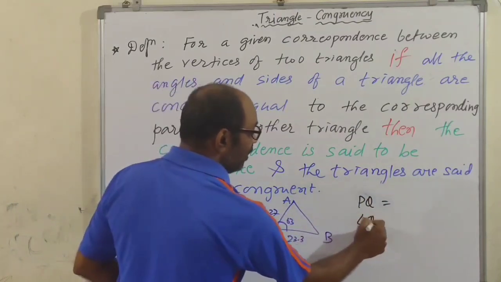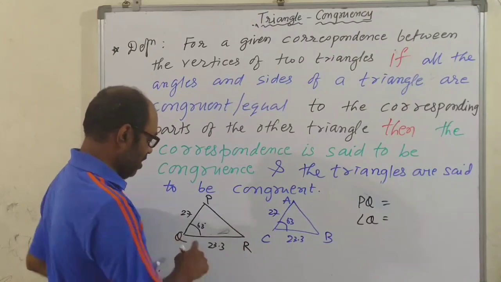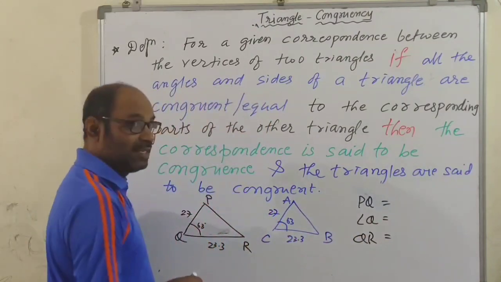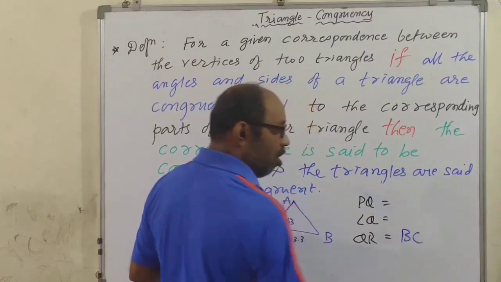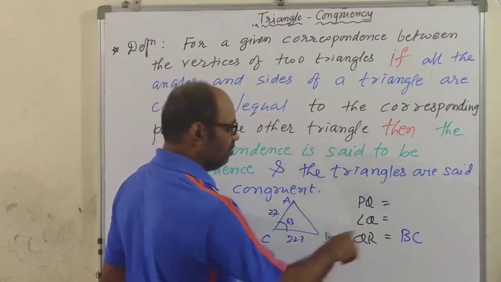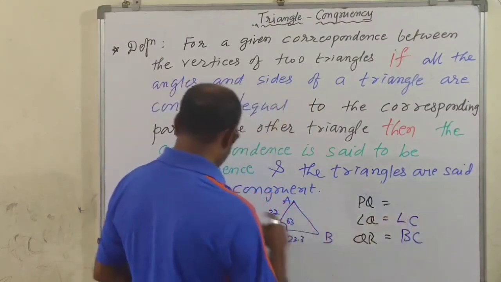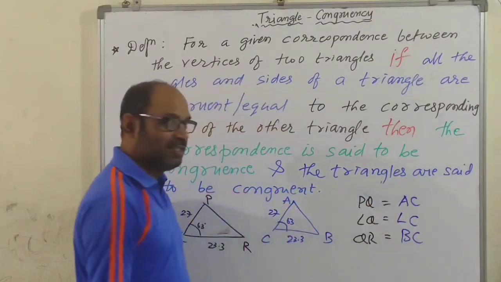Angle Q is equal to angle C. Both are 63 degrees. And side QR is equal to side CB, or you can write BC, if you want, in order ABC. Right? BC. Angle Q is equal to angle C. PQ is equal to AC, or PQ is congruent to AC.